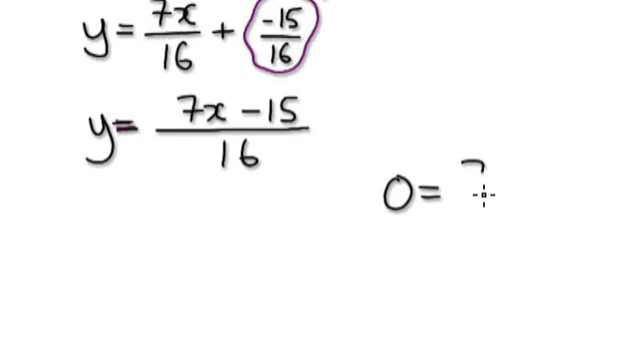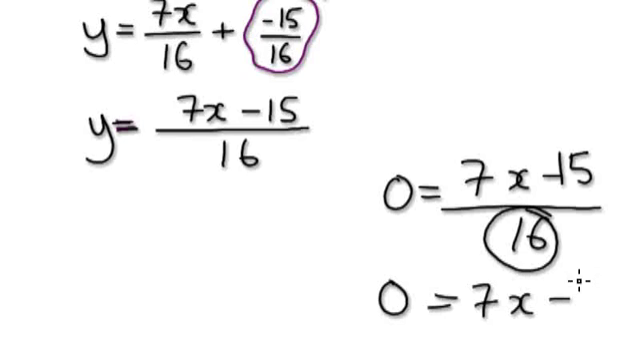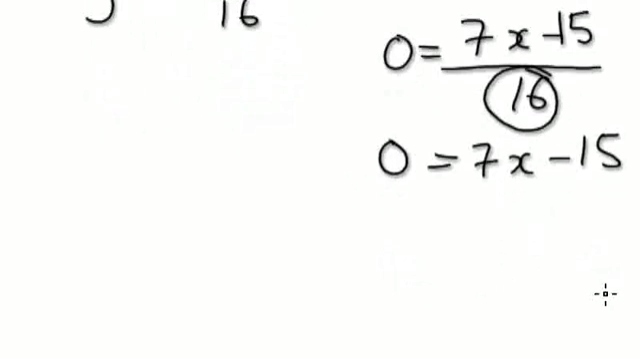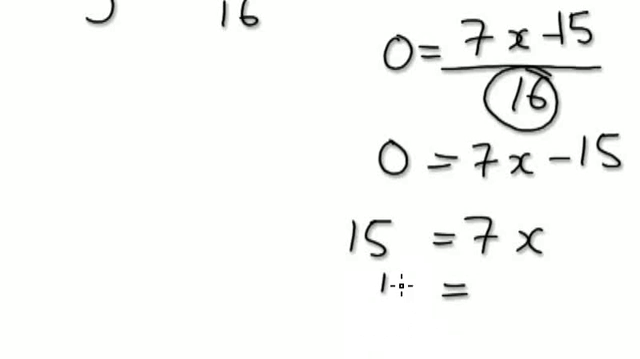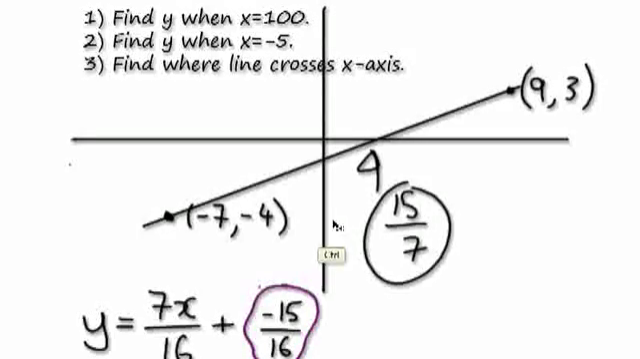So 0 equals 7x minus 15 over 16. Times both sides by 16. 0 times 16 will be 0, and this would be 7x minus 15. Then add 15 to both sides, so this will be 15 equals 7x, and then divide both sides by 7. So x will be 15 over 7. So this point here will be 15 over 7. You can leave it as a fraction.